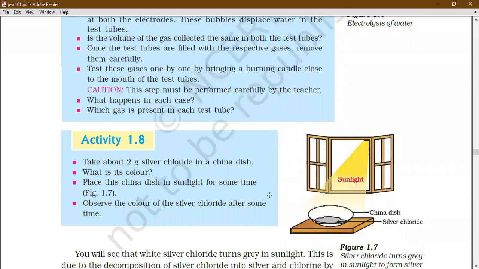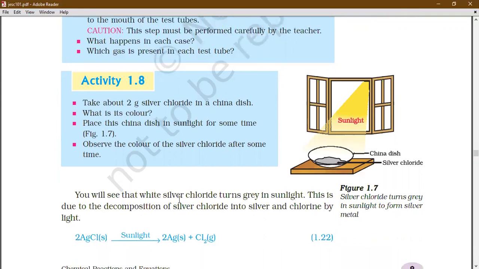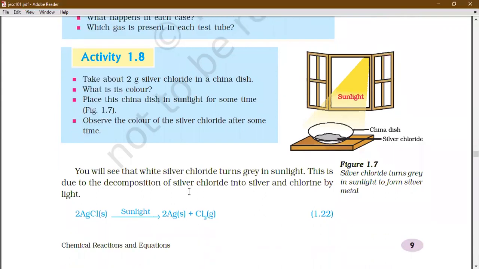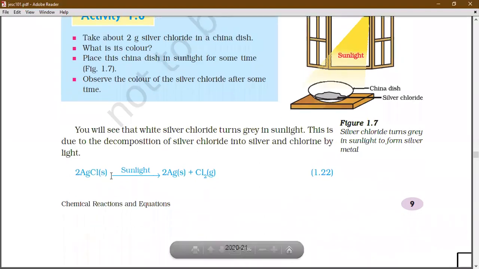Activity 1.8. Take about 2 grams silver chloride in a china dish. What is its color? Place this china dish in sunlight for some time. Observe the color of the silver chloride after some time. You will see that white silver chloride turns gray in sunlight. This is due to the decomposition of silver chloride into silver and chlorine by light. 2AgCl (solid), in the presence of sunlight, gives 2Ag (solid) plus Cl2 (gas).